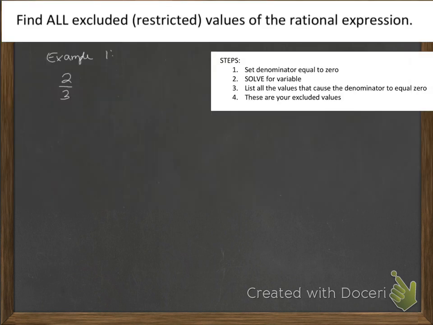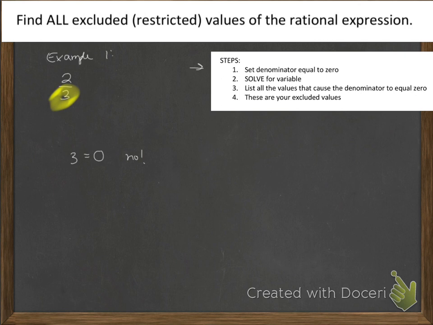So example 1 says to find all excluded or restricted values of the rational expression. Again, I'm using the terms excluded and restricted interchangeably. So the steps that we have, first we're supposed to set the denominator equal to 0. Well, what is the denominator in this fraction? Well, the denominator is 3. If I write 3 equals 0, what happens? Is 3 ever going to be equal to 0? No, this can never be true because 3 is a constant, not a variable.